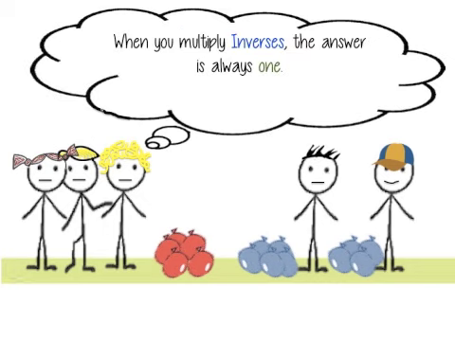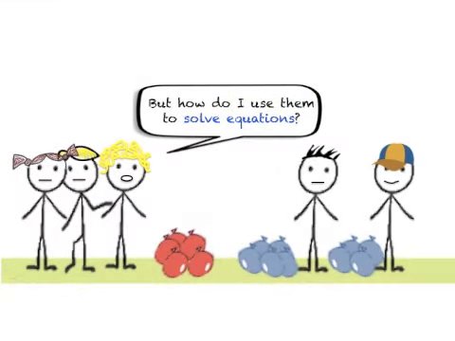When you multiply the inverses, the answer is always 1. 3/2 times 2/3 is equal to 6/6, which is equal to 1. 2/1 times 1/2 equals 2/2, which is also equal to 1. But how do I use them to solve equations?